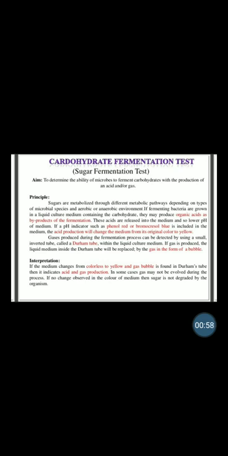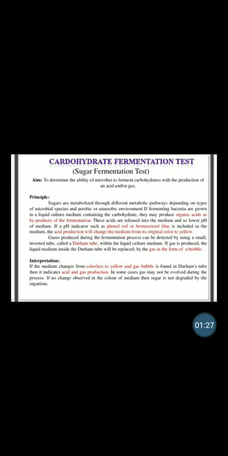Next, we will see the principle of this test. The sugar is metabolized through different metabolic pathways, which depend upon the type of microbial species and the aerobic or anaerobic environment.